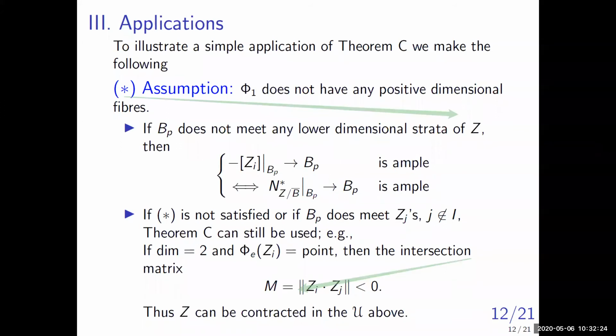Okay. So then if the fiber does not meet any lower dimensional strata, then what it says is that the line bundles given by the divisors at infinity are negative along the fiber, or the conormal bundle, if you like, to Z in B bar, to all the divisors. So Z is the sum of all the Z_i. It's the divisor at infinity. The conormal bundle to that thing along a fiber is ample.